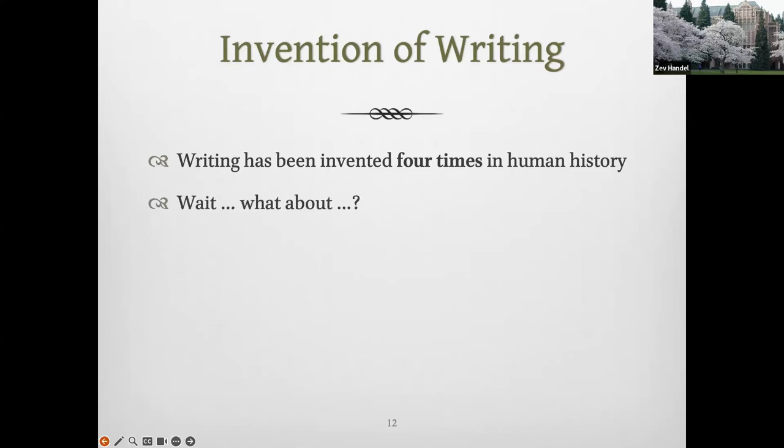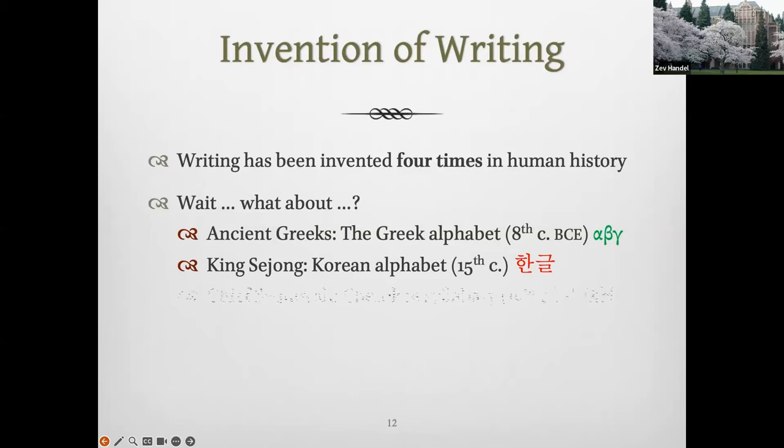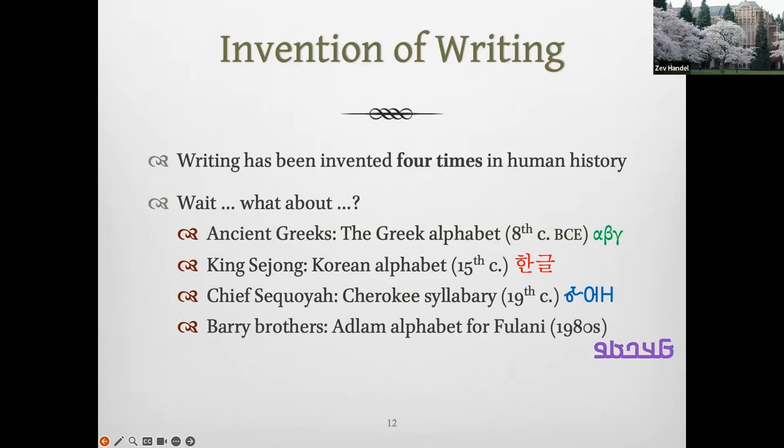Now, okay, you may be saying, wait, how can that be? Because after all, didn't the ancient Greeks invent the alphabet in the 8th century BC? Didn't great King Sejong of Korea invent the Korean alphabet in the 15th century? Didn't Chief Sequoia invent the Cherokee syllabary here in the United States in the 19th century? What about the Barry brothers who invented an alphabet for Fulani, a language spoken by millions of people across Western Africa in the 1980s? And of course, you can think of hundreds and hundreds more examples of writing. But I'm not talking about this kind of invention.